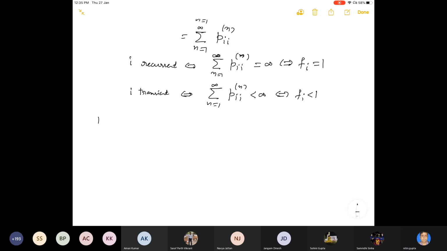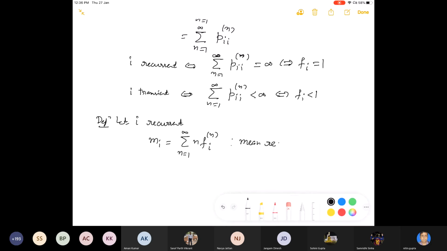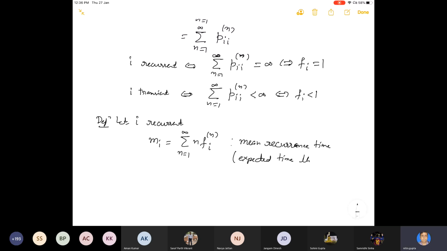Now, if I is recurrent, we define Mi as the mean recurrence time, which is the summation of n times fIn. This is called the mean recurrence time. It is the expected number of times the process returns to state I. That means the expected time the process returns to state I.